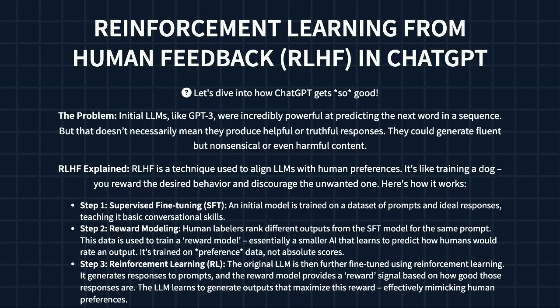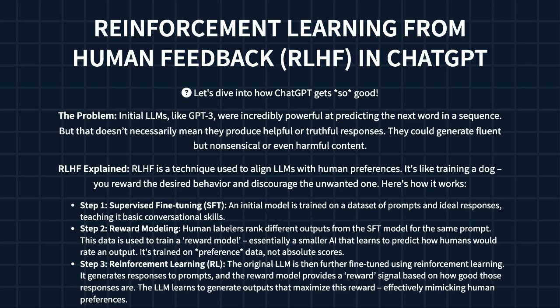Okay, so one of the key reasons ChatGPT is so impressive is this technique called reinforcement learning from human feedback, or RLHF. Initially, these large language models are really good at just predicting what comes next in a sentence, almost like a super advanced autocomplete. However, that doesn't always mean they give you helpful or even safe answers. To fix this, OpenAI used a process similar to training a dog.